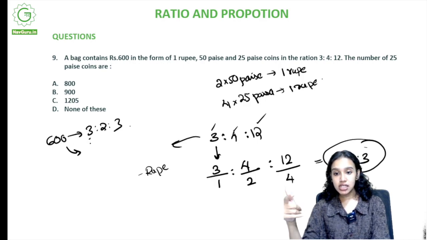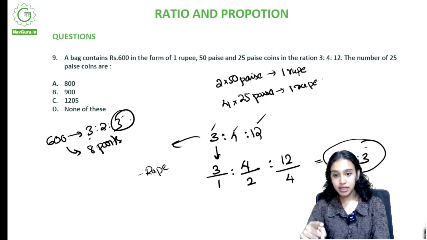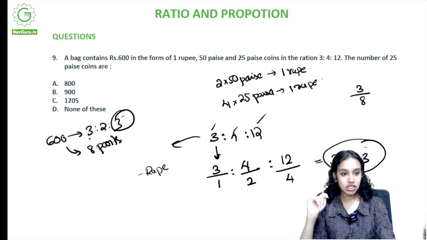We are dividing 600 rupees into 8 parts, right? So how many 25 paise coins do we have? 3 out of 8, right? So it's 3 by 8 of 600, which is, we could cancel both of these out. By 2, and by 4 we get 2 here, and 1 4s are 4, 25 and 2.